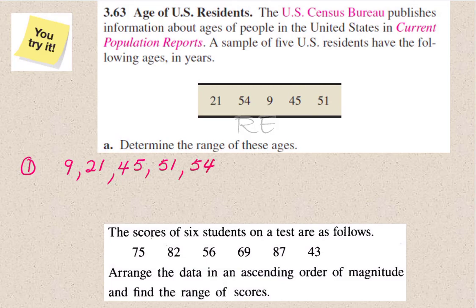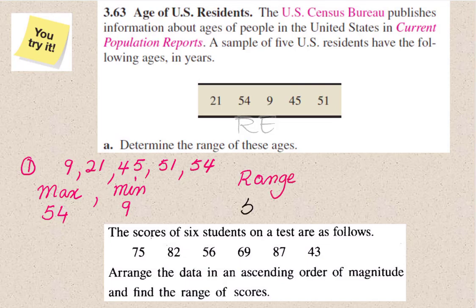We automatically get the lowest number and the highest number. So the max is 54 and the min is 9. So the range will be the maximum number, the highest number, 54, minus the lowest number, minus 9. So 54 minus 9 is 45.